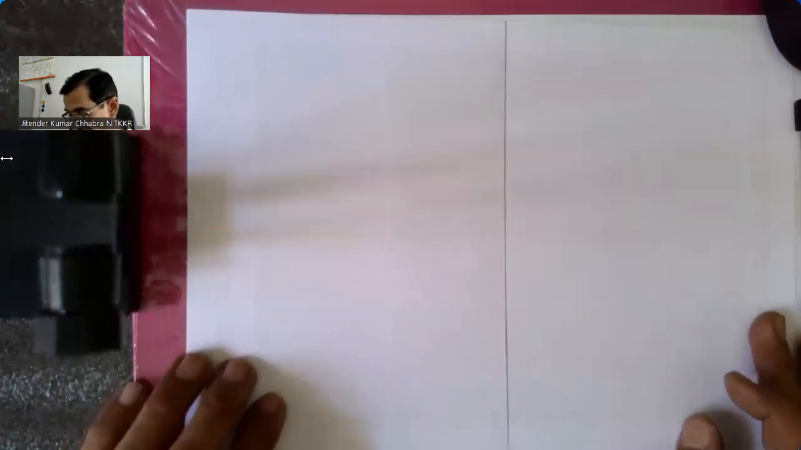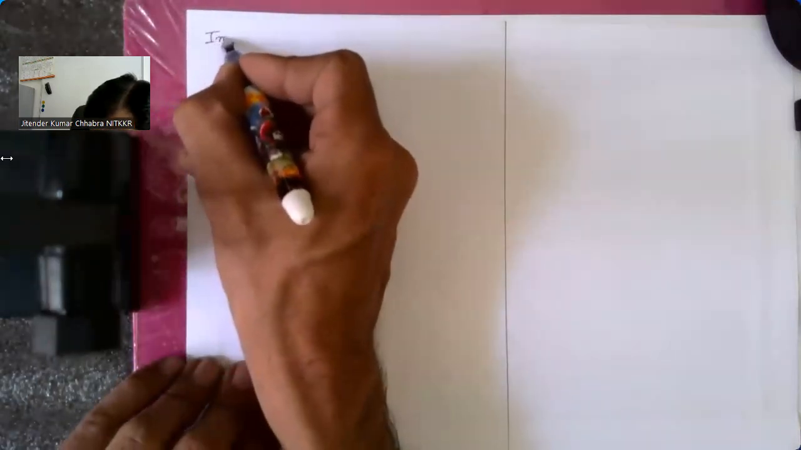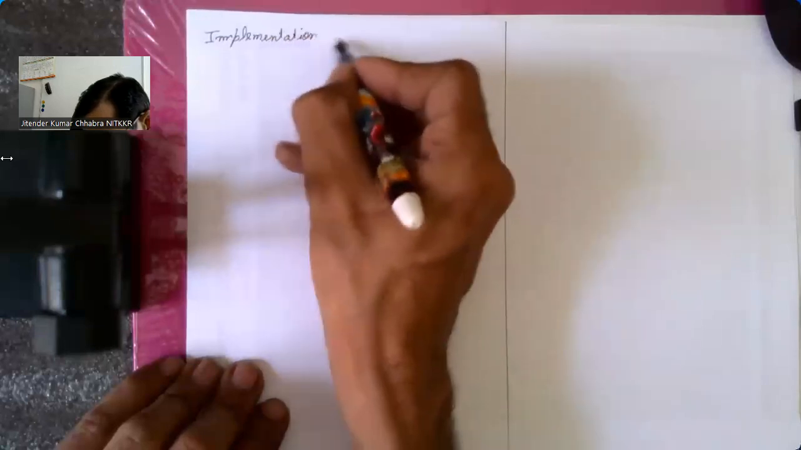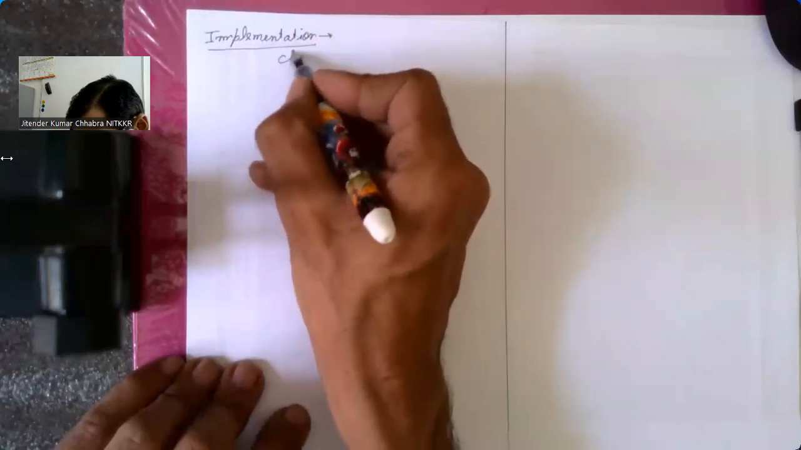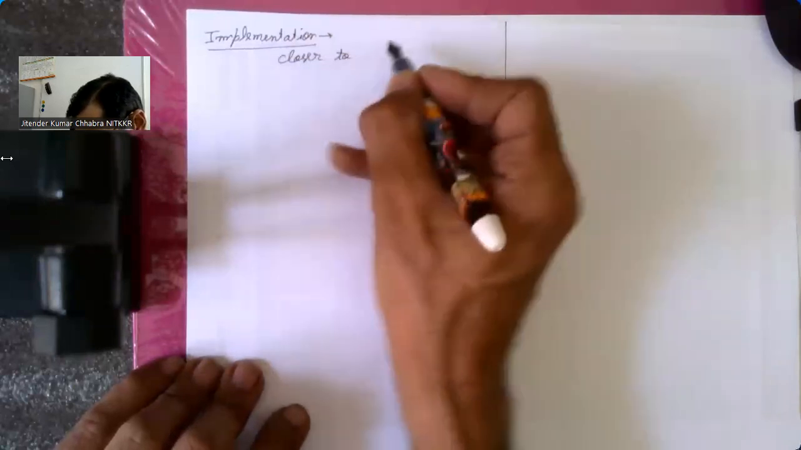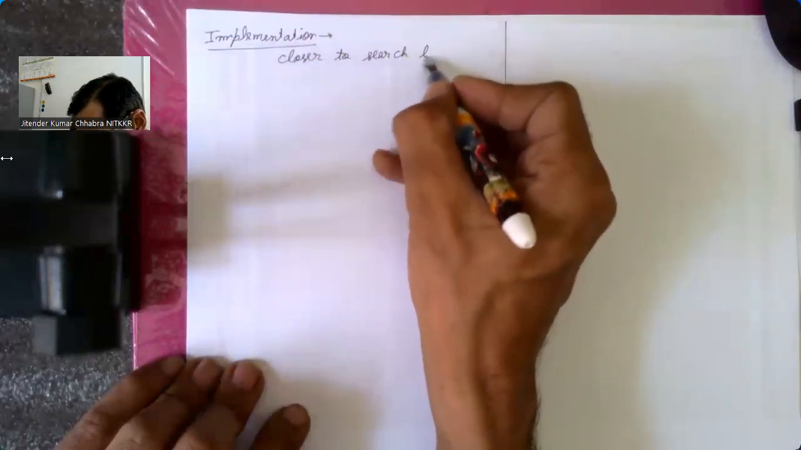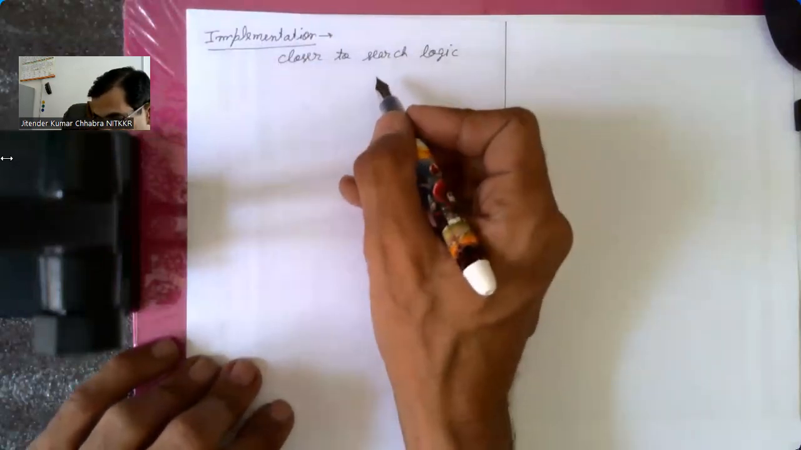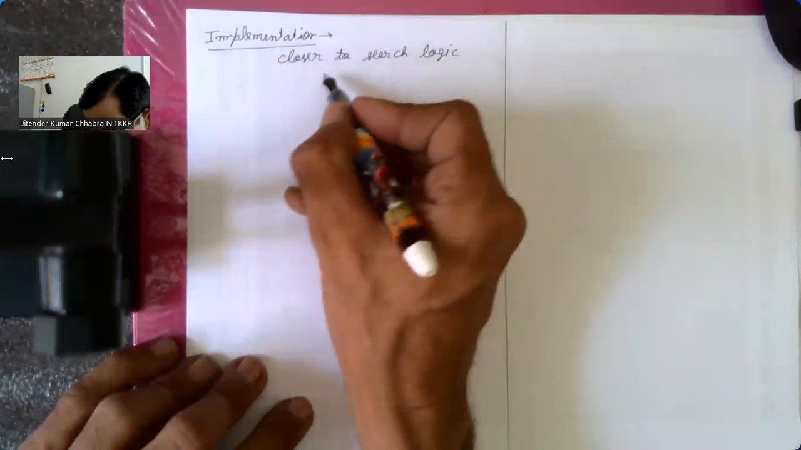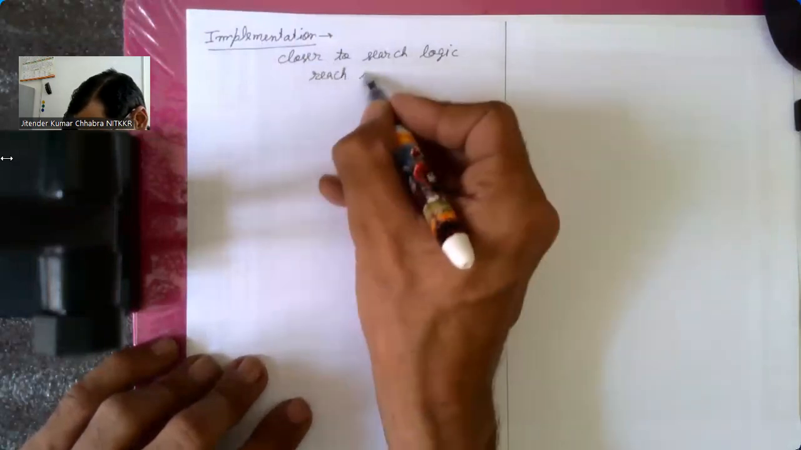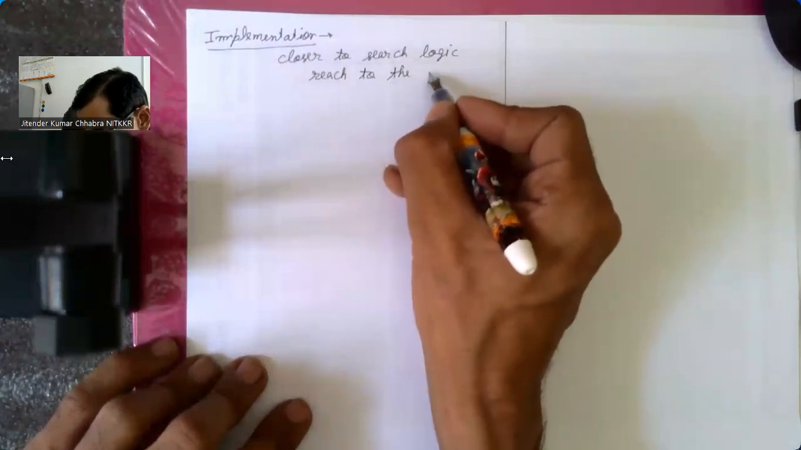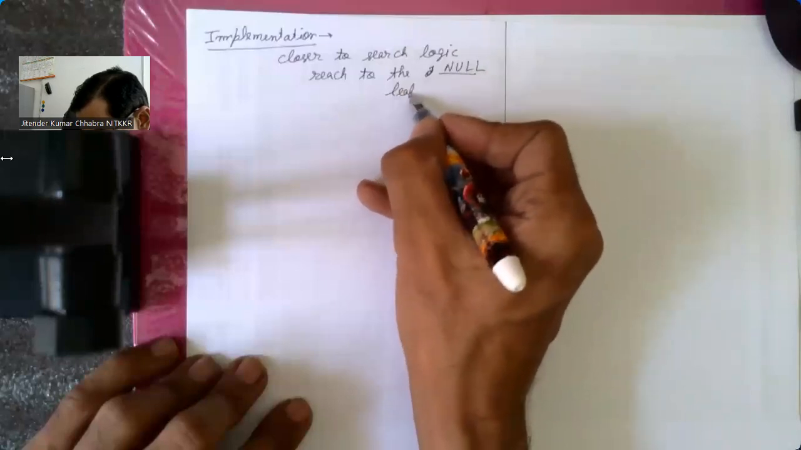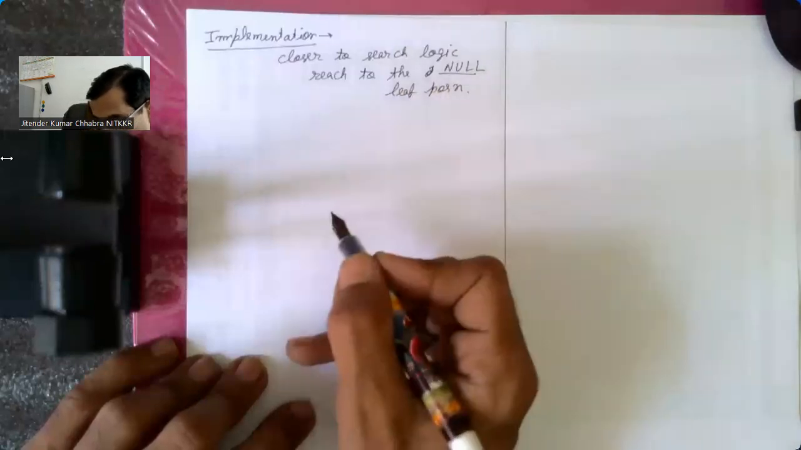Let's talk of implementation finally. For implementation, the logic will be again simple. The logic is closer to my search logic. The only thing is, in search, effectively, I have to reach a situation where we reach the null node, the last location, null direction, or effectively leaf position. And at that point, you have to do the insertion.